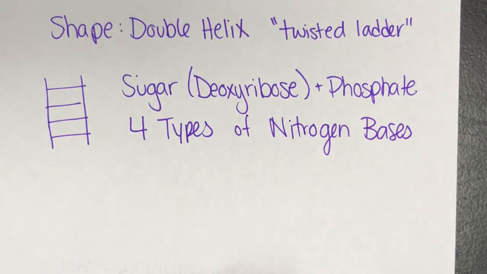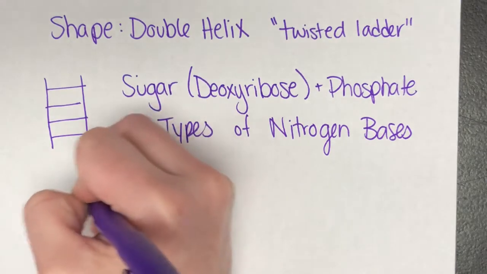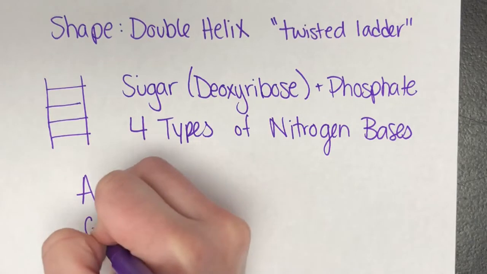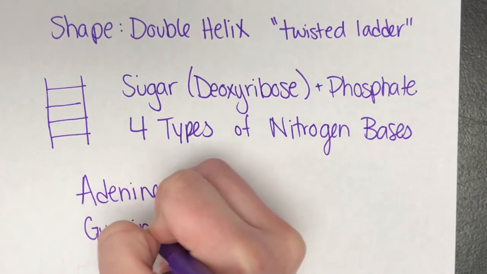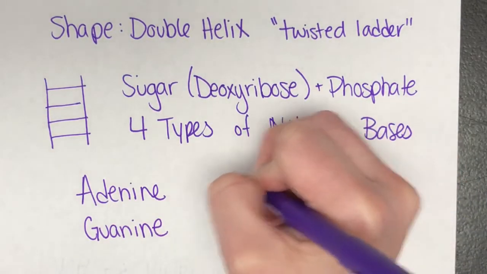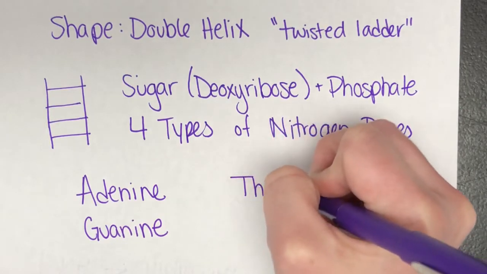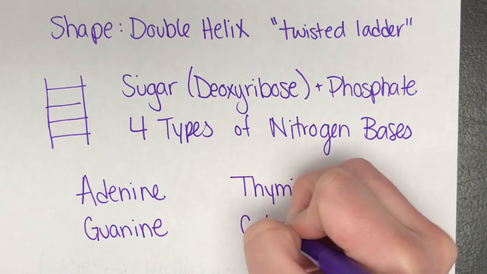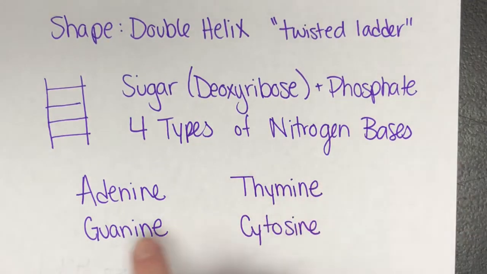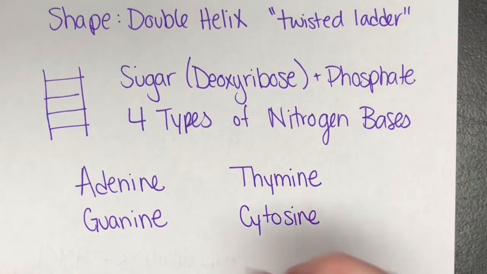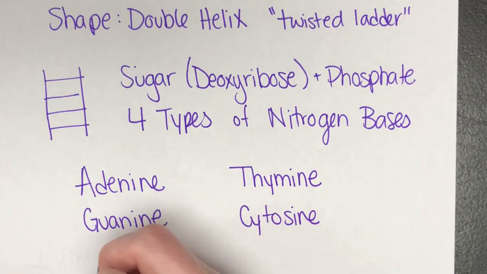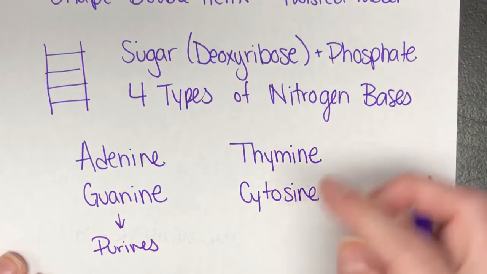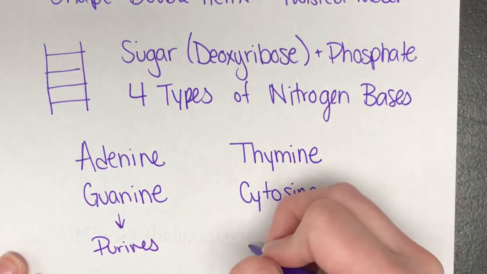Okay, so we have 4 types. We have adenine, guanine, thymine, and cytosine. Now these 2 are what we call purines. And these 2 are what we call pyrimidines.